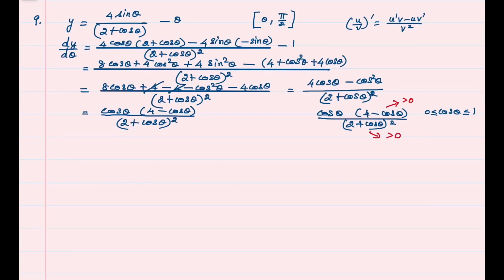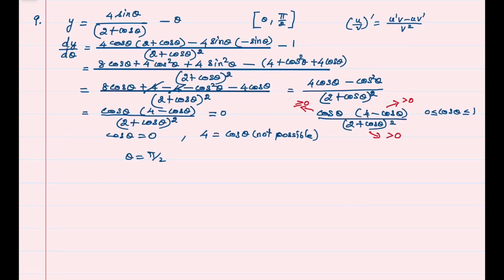Now, the next term, cos theta. In the given domain, closed interval 0 to pi by 2, this cos theta can take values greater than or equal to 0. It can be equal to 0. Cos 90 is 0, right? So, to find the critical points, we equate it to 0. So, we get cos theta equal to 0 or 4 minus cos theta equal to 0, from which we get cos theta equal to 4, which is not possible because cos does not take values more than 1. So, cos theta equal to 0 gives the answer theta equal to pi by 2.